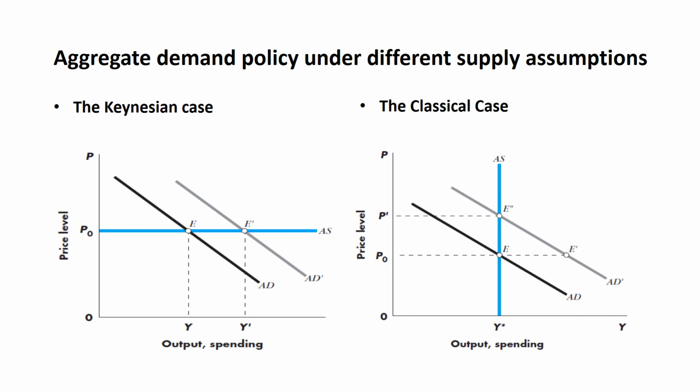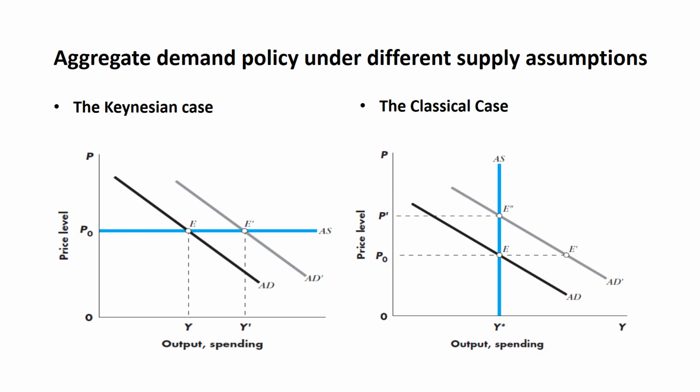The classical case on the right-hand side is quite different to that because it represents the other extreme, and you can see that what's drawn in there is a vertical aggregate supply curve. That vertical aggregate supply curve is indicating that the economy is operating at the full employment level of production and output. In other words, the economy is using all of its resources to its fullest potential.